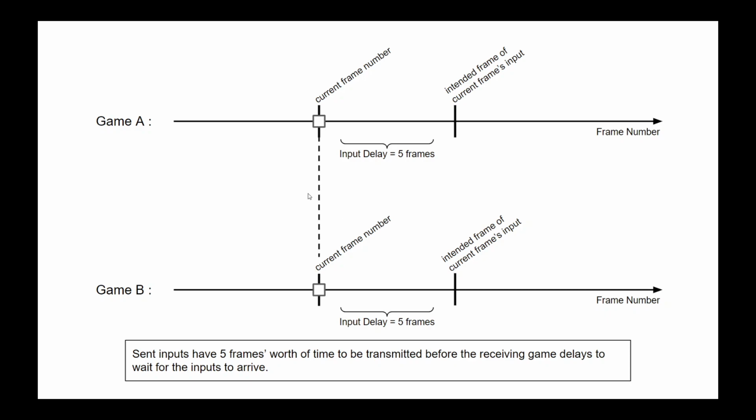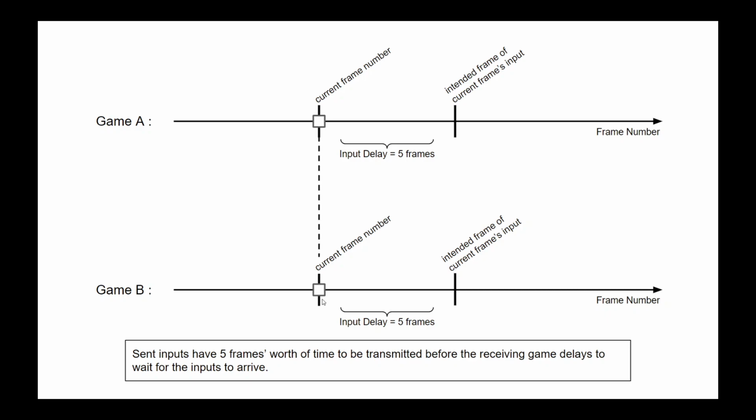Assuming two network-connected game instances are on the same frame number, as shown here, the time window for inputs to be sent from one game and arrive on time for the other game so that the receiving game will not delay is determined by the input delay that we set.